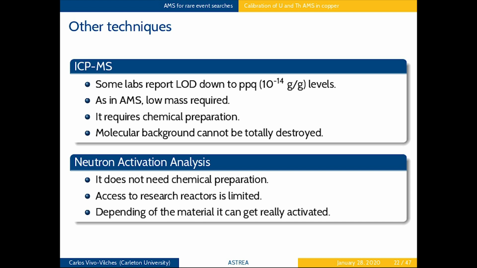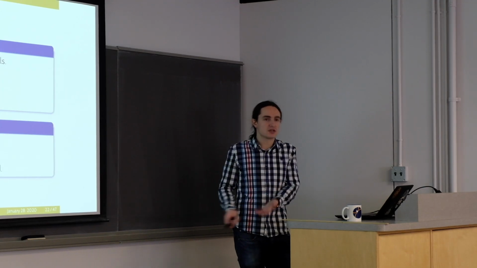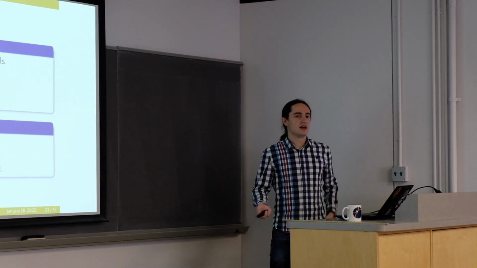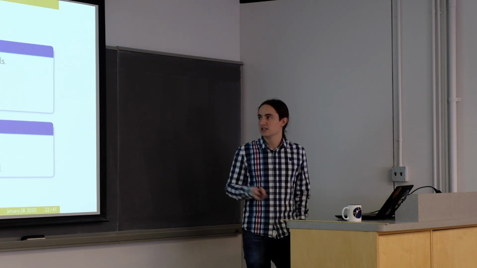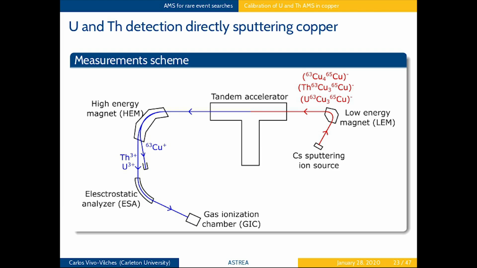It's a problem that sometimes AMS has, but in this case it's worse, because there are many fewer reactors that can be used for this than AMS facilities. So, as I said, the idea would be to sputter the sample directly. The first sample we are working with is copper.